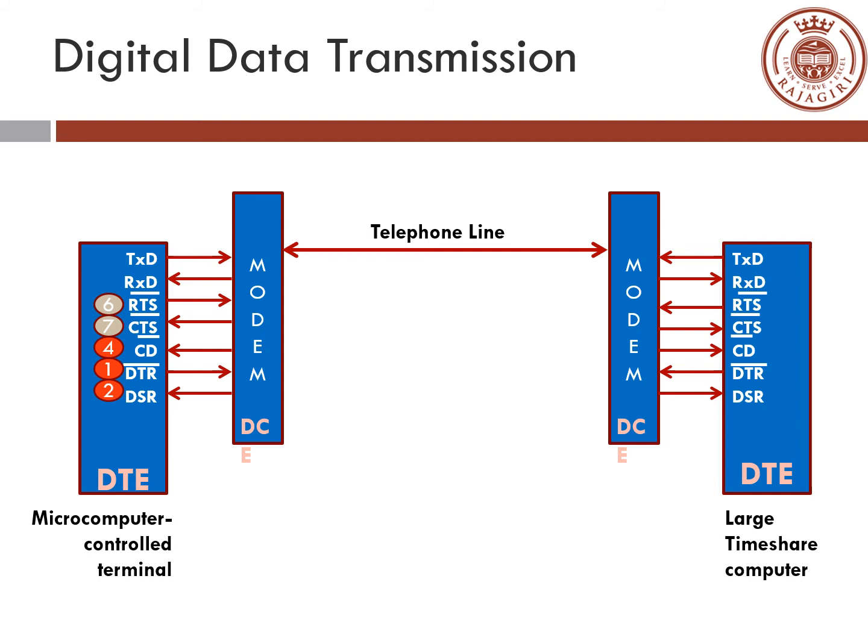So from the DTE to the modem, on the left you can see there is the TXD, which is the transmit data, serial data sent to the modem, and RXD, which is the receive serial data sent from the modem to the DTE. Similarly, on the right hand side at the other end, we can see TXD going out of the large timeshare computer to the modem, and RXD serial data coming into the DTE. The other signals are control signals used for communication and synchronization.